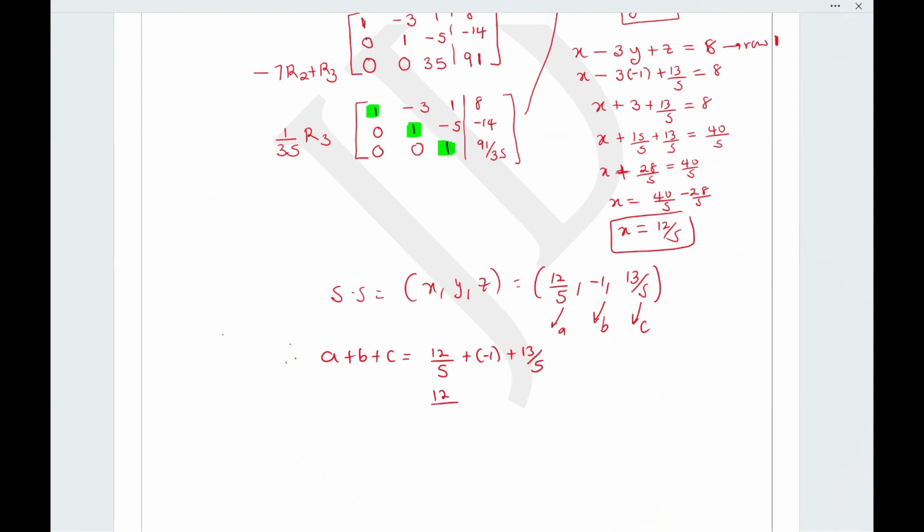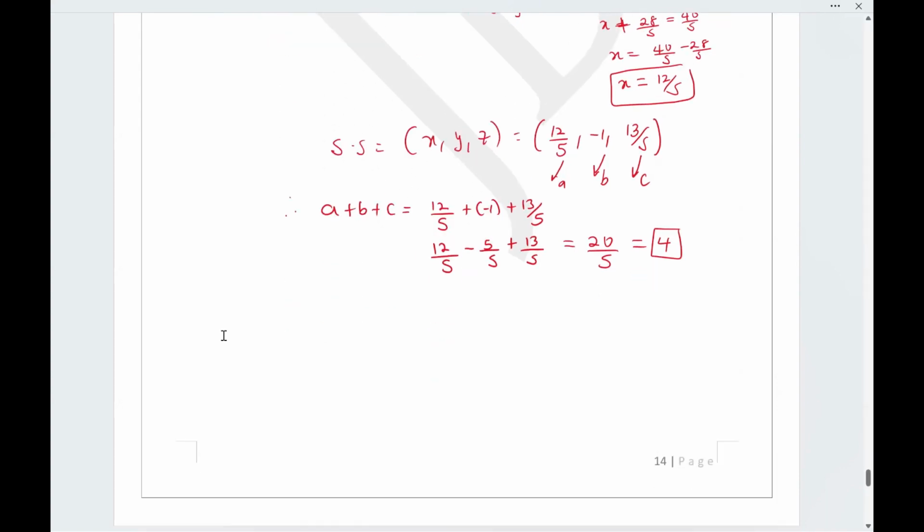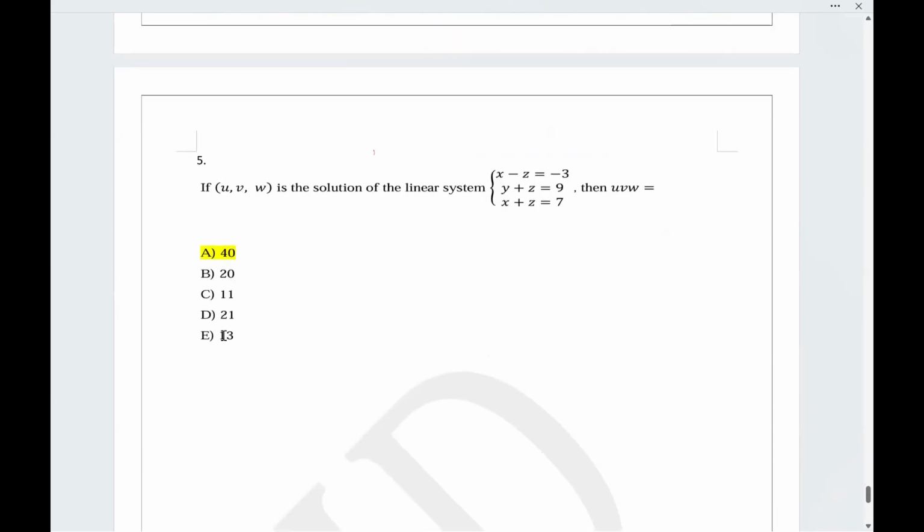And this is going to be 12 over 5 minus 5 over 5 plus 13 over 5. Right? And what do you have? You have 12 minus 5, which is a 7. 7 plus 13 is going to be 20. So this is 20 over 5, which is just 4. All right.